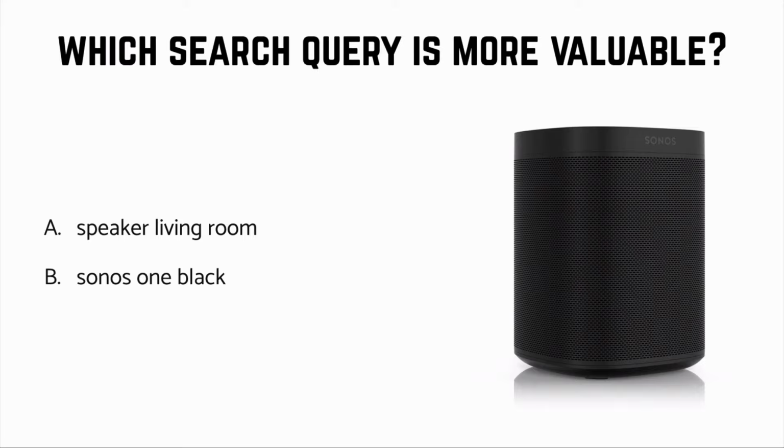And it's pretty obvious that B is the more valuable search term because the person searching for this already has a specific product in mind and a specific color. And compare that to the person searching for speaker living room. They're still at the beginning of their customer journey and they will need to do more research before maybe coming onto this product that you're selling. So if you had to decide in your shopping campaigns, you'd probably want to bid a bit higher for search query B and a bit lower for search query A. And that's exactly what you're doing with campaign priority.